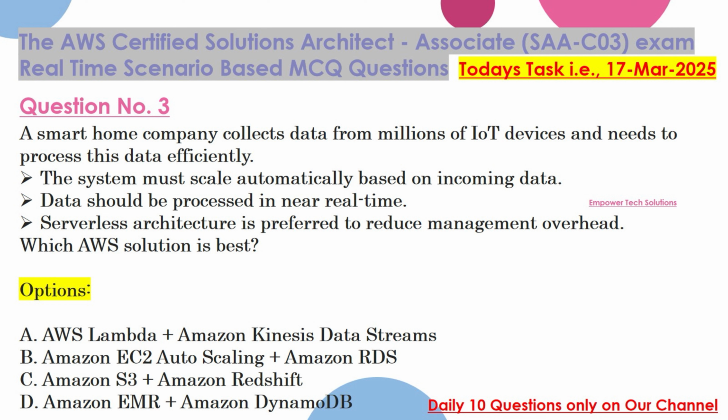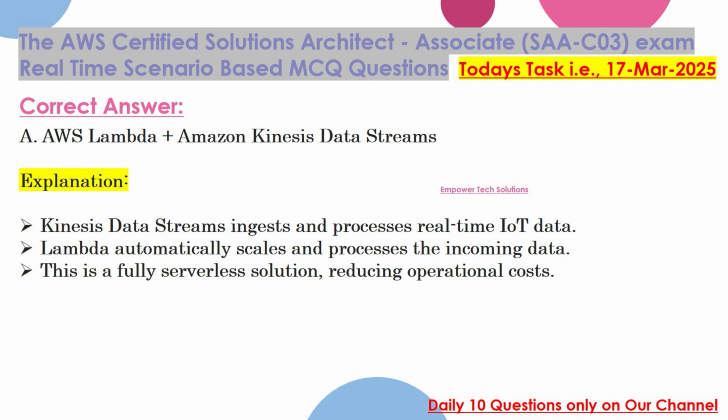Options: A. AWS Lambda plus Amazon Kinesis Data Streams. B. Amazon EC2 Auto Scaling plus Amazon RDS. C. Amazon S3 plus Amazon Redshift. D. Amazon EMR plus Amazon DynamoDB. Correct answer: A. AWS Lambda plus Amazon Kinesis Data Streams.